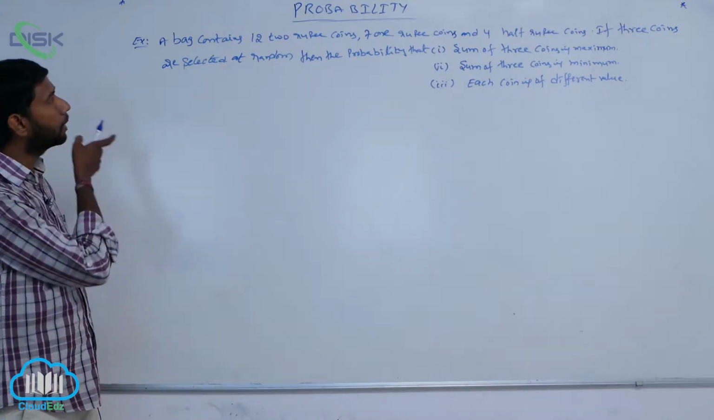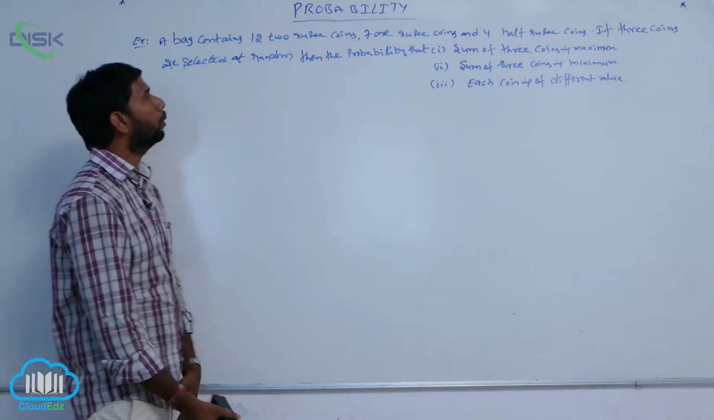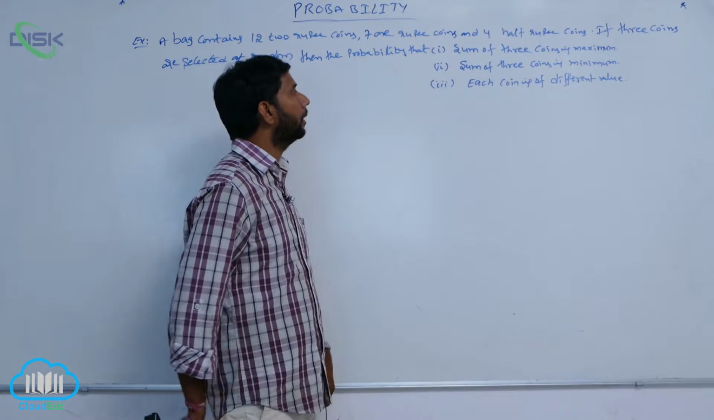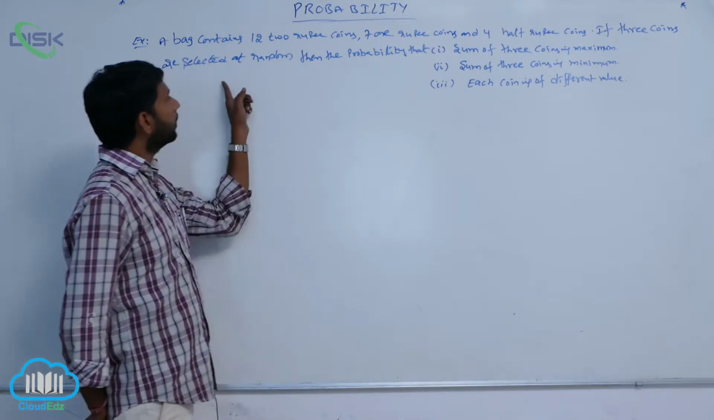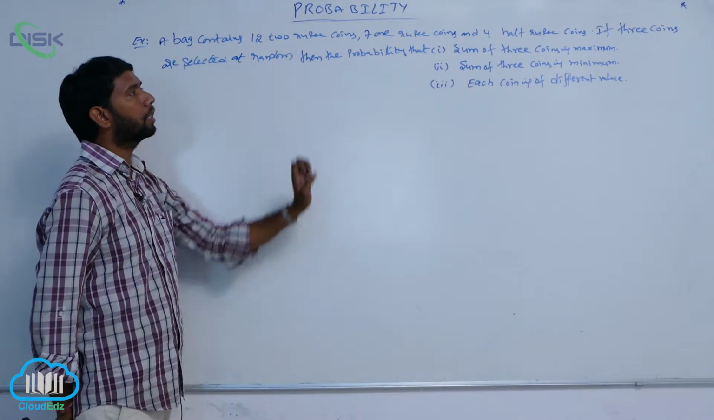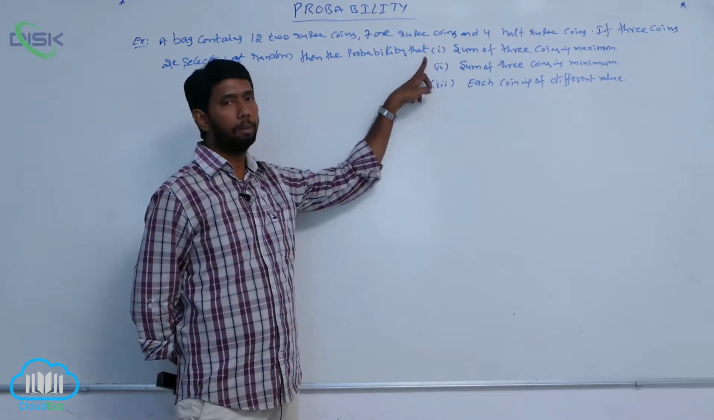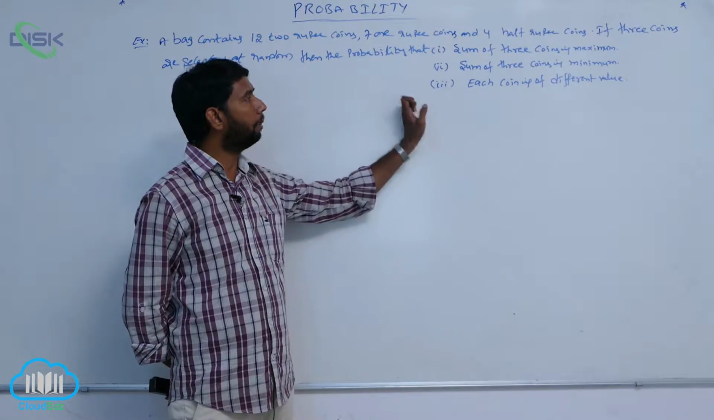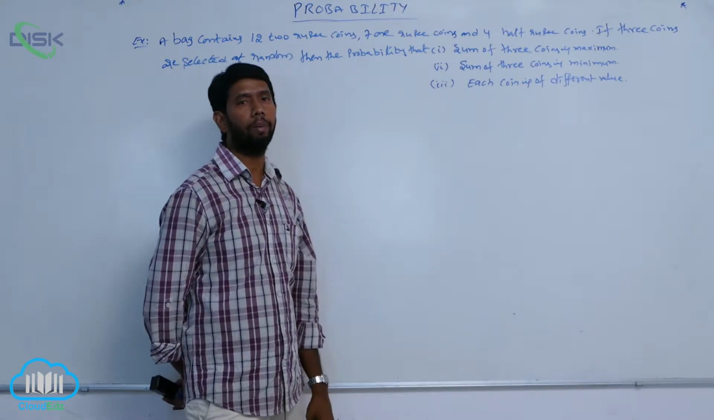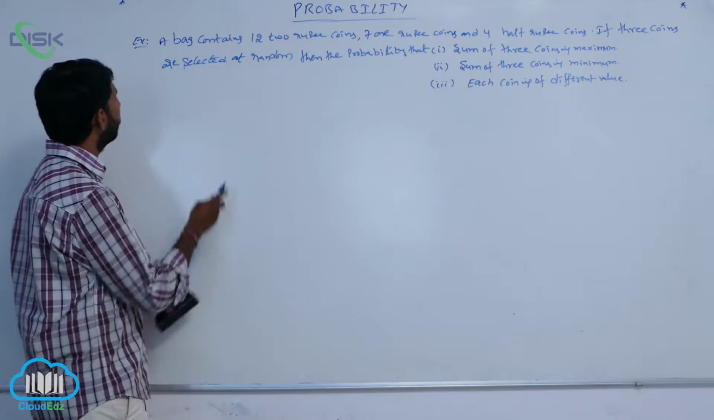A bag contains 12 2-rupee coins, 7 1-rupee coins and 4 half-rupee coins. If 3 coins are selected at random, find the probability that the sum of the 3 coins is maximum, the sum of the 3 coins is minimum, and each coin is of different value.